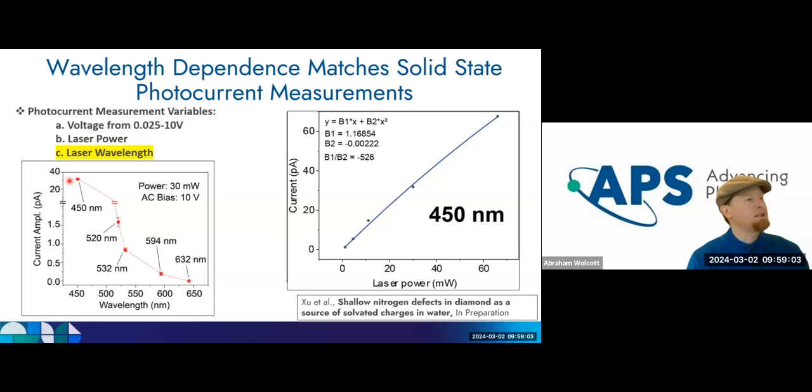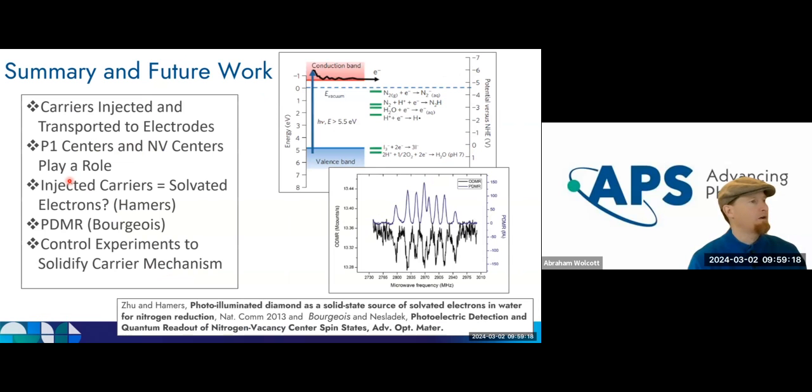So there are many, many additional details that would go into this talk, but I'm going to allow my colleagues to further get into details in our diamond membrane water interface work. So in summary and future work, we can say that carriers are being injected and transported to electrodes. Those could be both electrons and holes. P1 centers and NV centers play additional roles with that photoionization that was highlighted in the introduction.